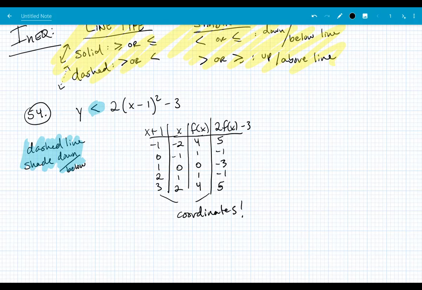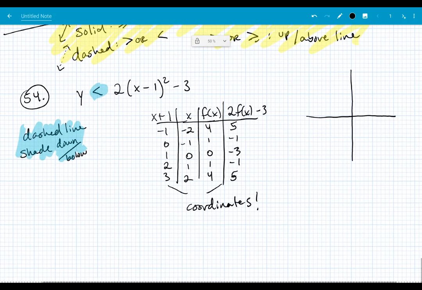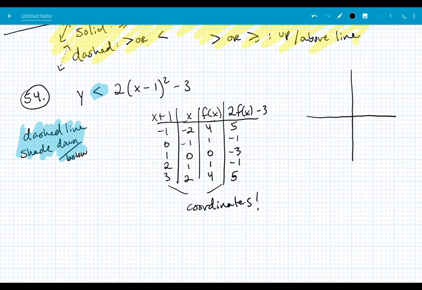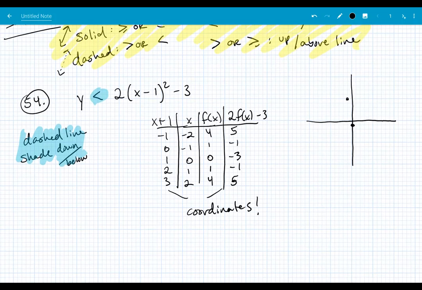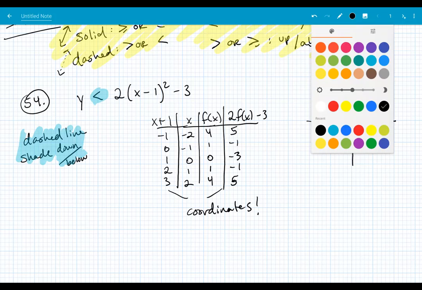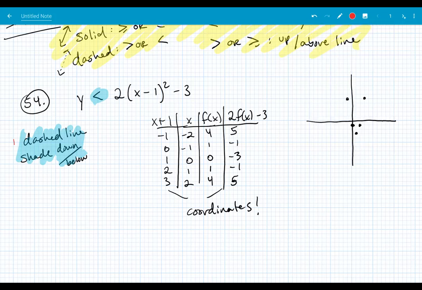So graphing this, I'm going to plot my points first. So -1, 5, 0, -1, 1, -3, and then my other ones. So we said that the line is going to be dashed. So I'm just going to obviously just draw dashed lines through that guy. And we're shading down below the line.